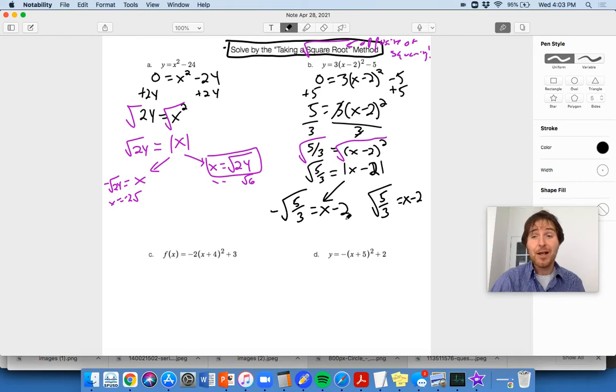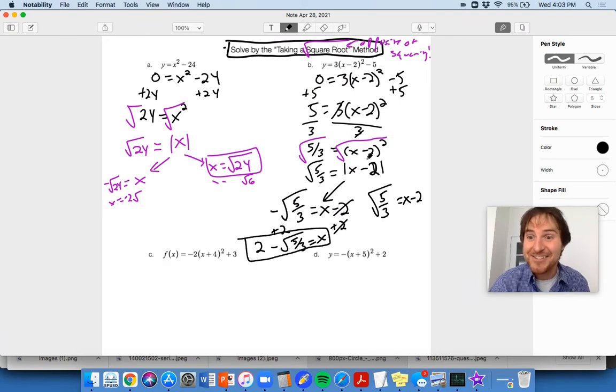And now let's solve for x. What do I got to do to both sides? Add 2 to the right side, add 2 to the left. That'll cancel out that minus 2. And then I get 2 minus root 5/3 equaling x. There is one of my x-intercepts. Ooh, that's messy though. And then I'll add 2 to both sides over here too. I got 2 plus root 5/3 equals x. That is my other root there.